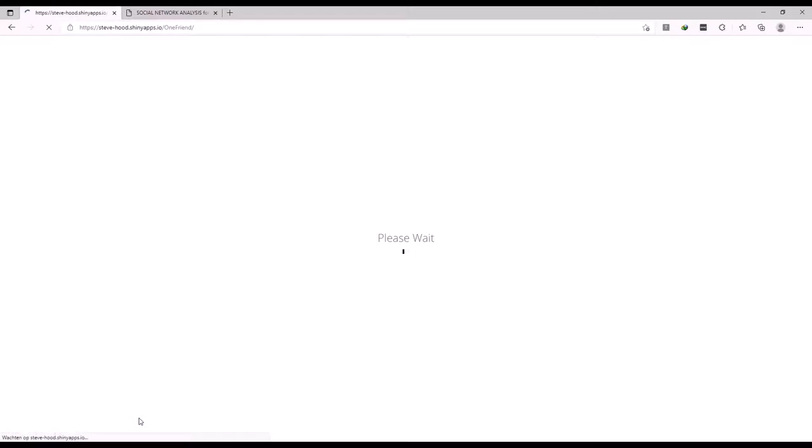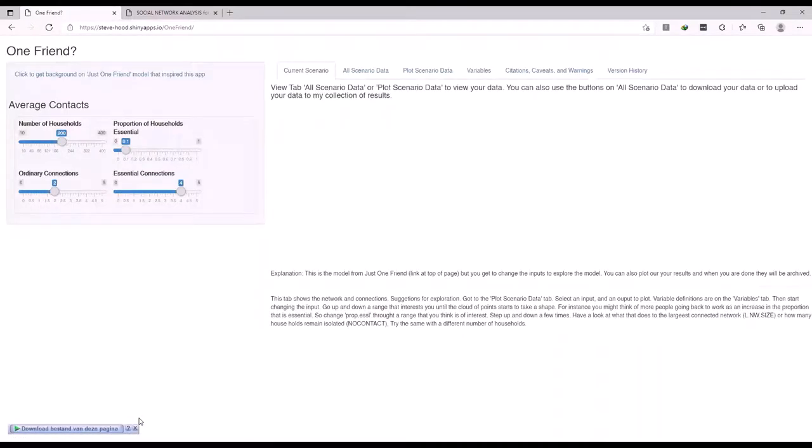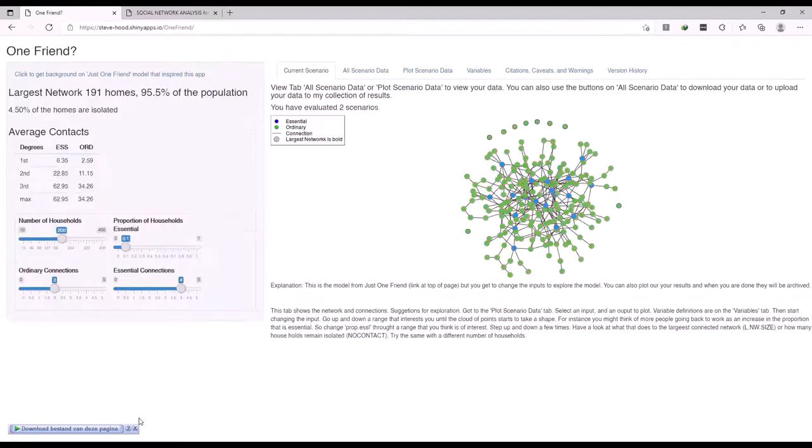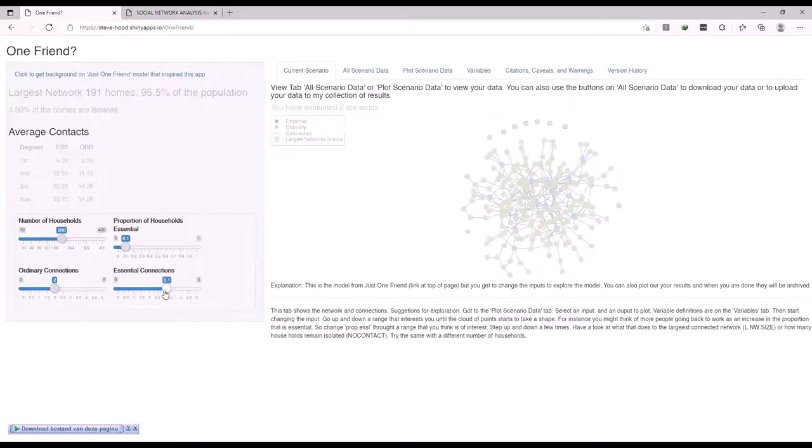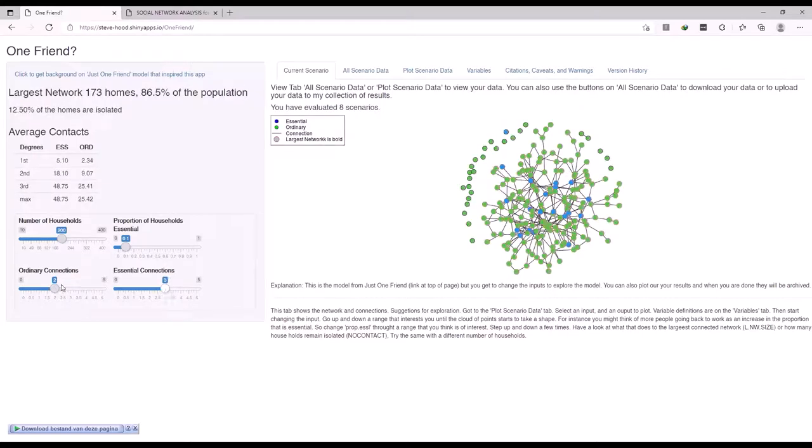This is an online application that reproduces these results, and you can start playing with how many essential households there are and how many people you are allowed to contact. So for example, let's say you have 200 households where 10% of them have the essential job. When you have this essential job, let's say that on average you have 4 connections, or 3. But now everybody has two connections on average, and everybody is allowed to have those two.